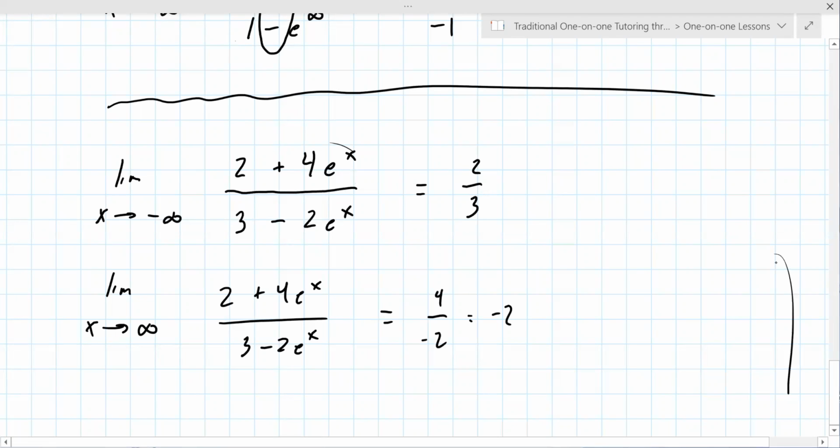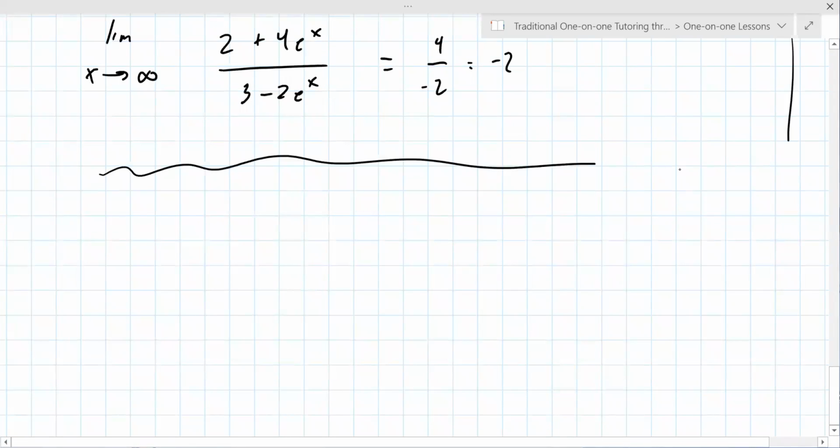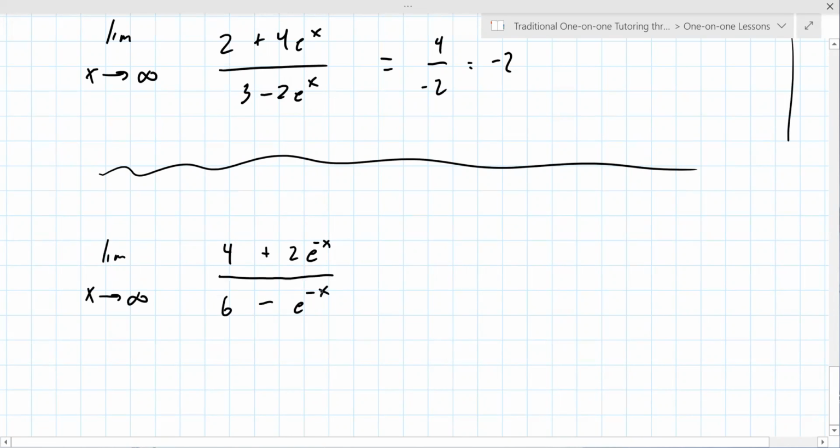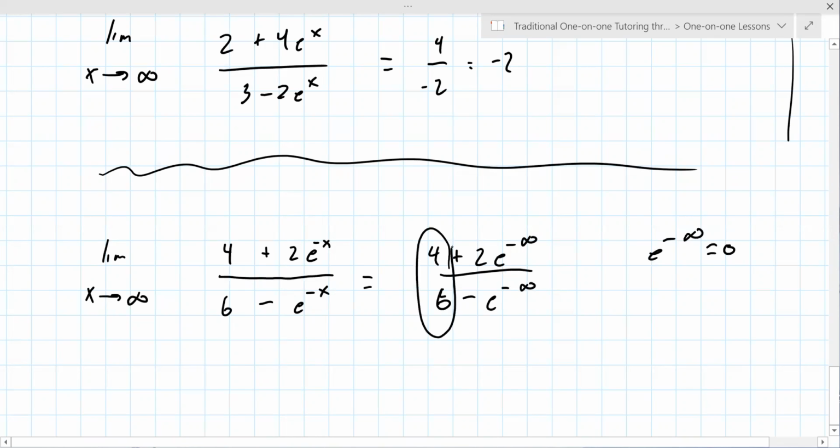But here's the thing, there are also some other small variations. Let me do this one. The limit as x goes to infinity of 4 plus 2 e to the negative x over 6 minus e to the minus x. Now when you put infinity in here, e to the minus infinity is 0, so it becomes this. I don't think he'll do that. There are little things like that where all of a sudden these aren't quite the same. He'll probably just change the numbers.